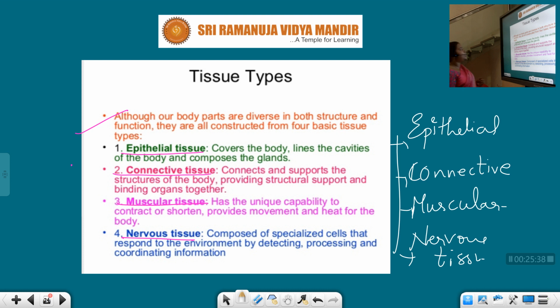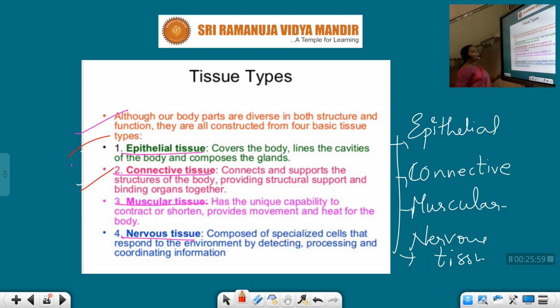Let us explain about the epithelial tissue. It covers the body, lines the cavities of the body, and composes the glands. Almost all the surface is mainly covered by the epithelial tissue. It forms cavities, and even the glands. Connective tissue.